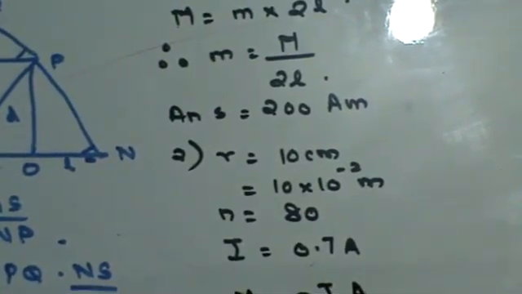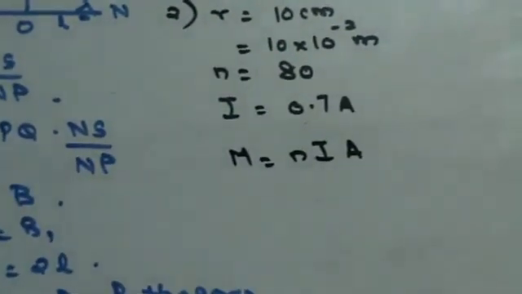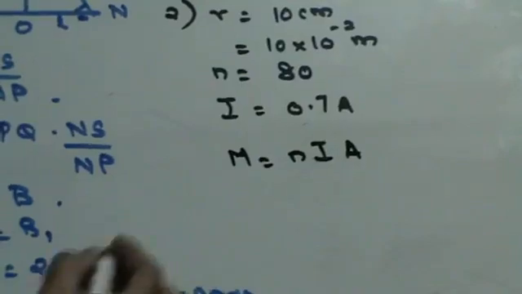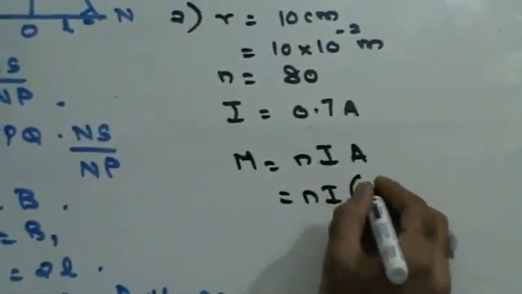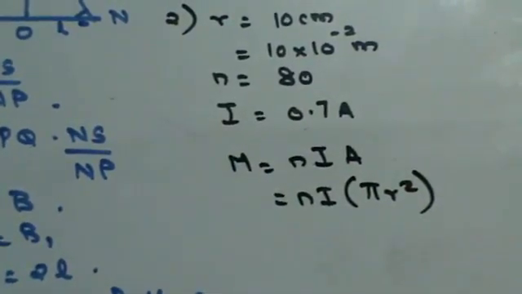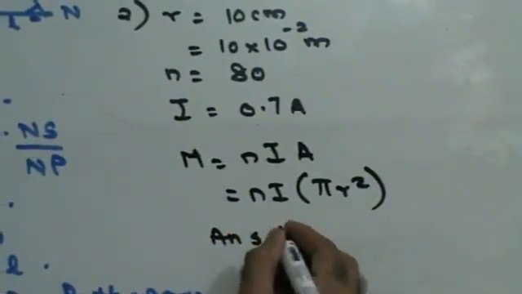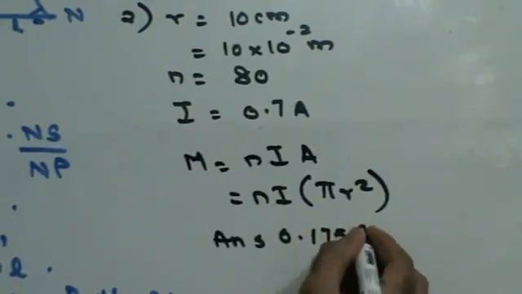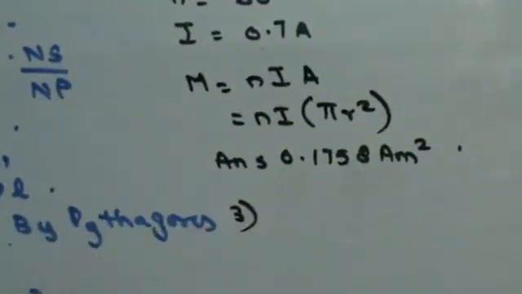Magnetic dipole moment is given by the formula NIA, number of turns into current into cross section area. Now since this is in the form of a circle, its area will be pi r square. I know N, I know I, I know R. All I need to do is substitute and get the answer. The answer for this sum should come to 0.1758 ampere meter square. Next, take on the next one please.